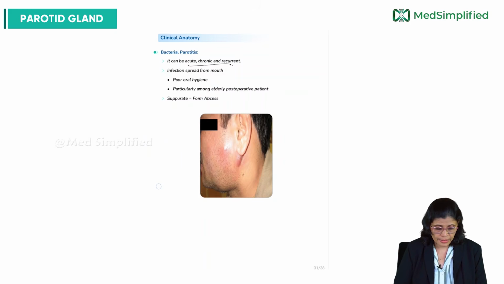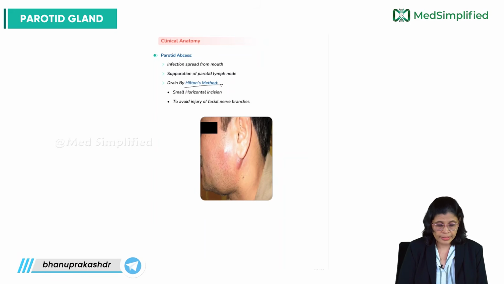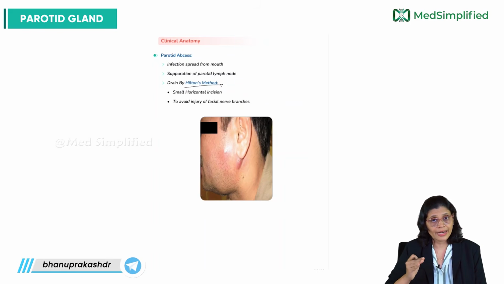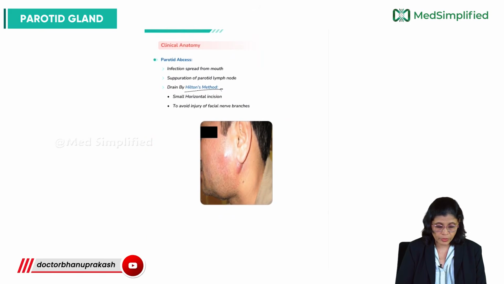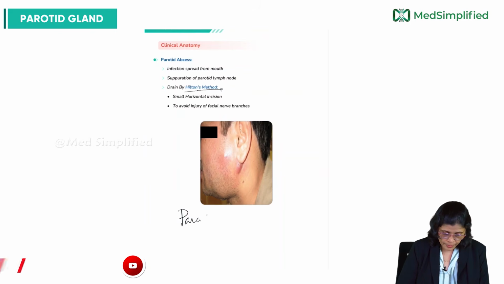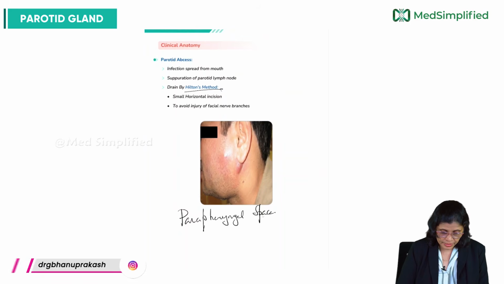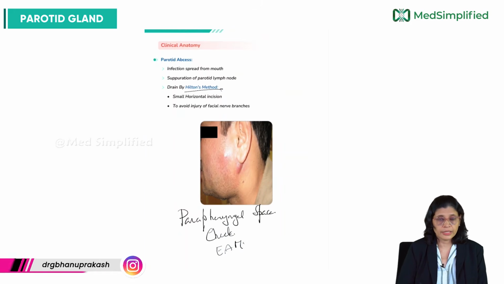And this abscess is drained by Hilton's method. Wherever it is pointing, we make a horizontal incision and drain the pus, so as to avoid any injury to the nerves. And one more thing is this parotid abscess, right? It can spread into the parapharyngeal spaces. It can spread to the parapharyngeal space, or it can burst into the cheek or into the external auditory meatus, okay. So it can spread to these regions.